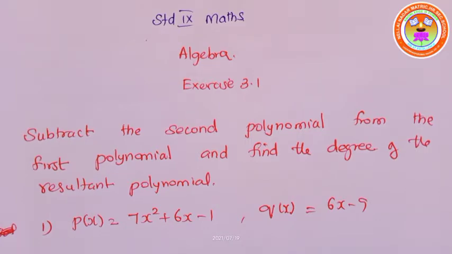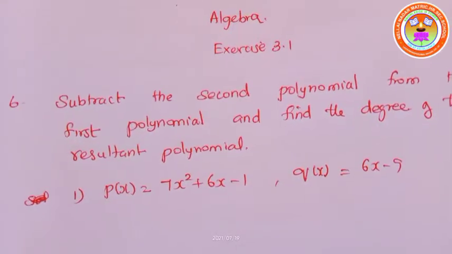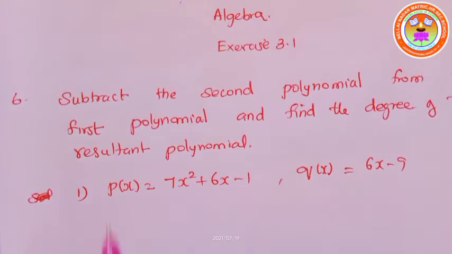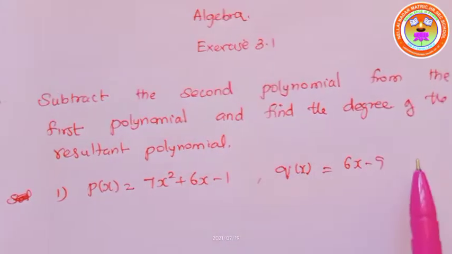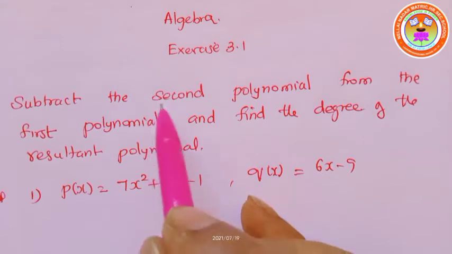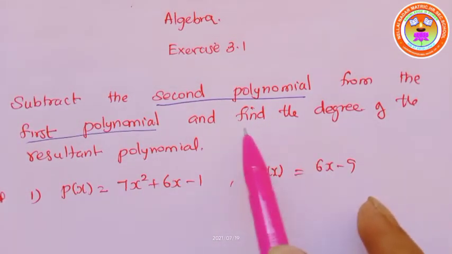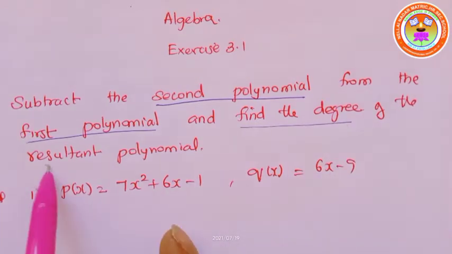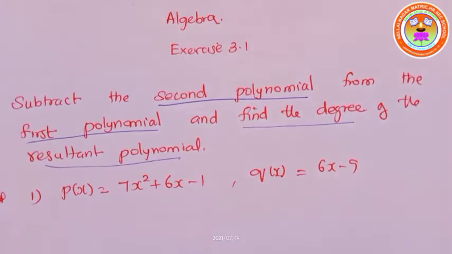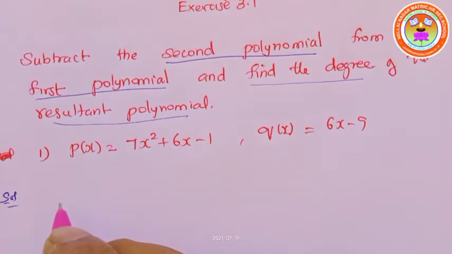You are going to see standard 9th maths, continuation of algebra exercise 3.1, question number 6. Subtract the second polynomial from the first polynomial, and you have to find the degree of the resultant polynomial. It's clear, students? Solution. The first polynomial is p of x.